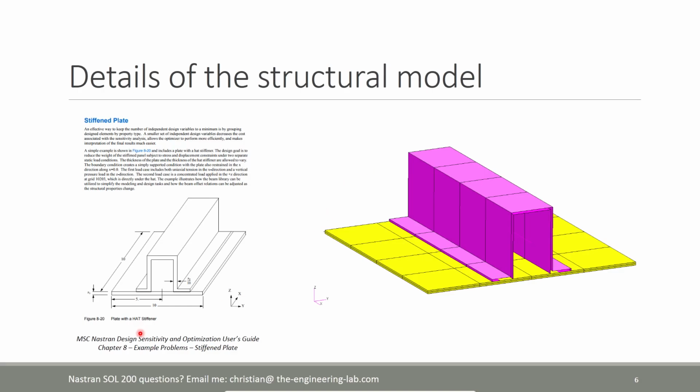This example is from the Nastran Optimization User's Guide. If you want a more thorough explanation of this example, I highly recommend you refer to Chapter 8, subsection Stiffened Plate.